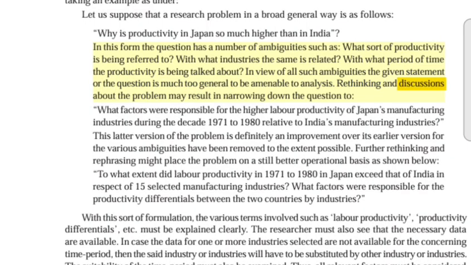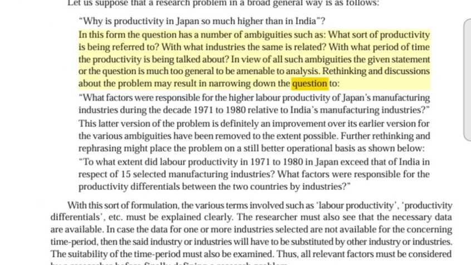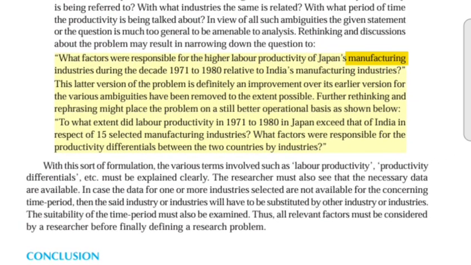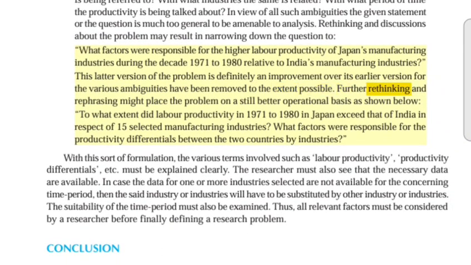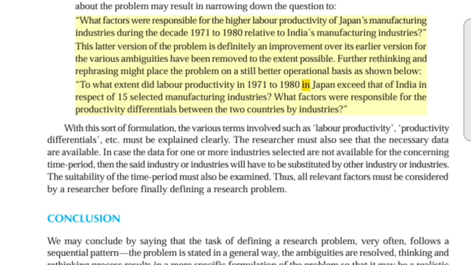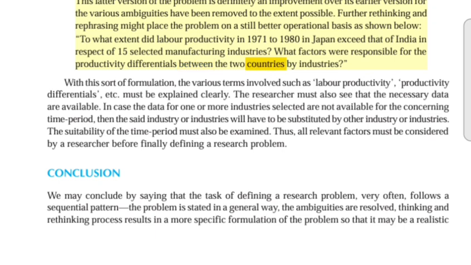In view of all such ambiguities, the given statement or the question is much too general to be amenable to analysis. Rethinking and discussions about the problem may result in narrowing down the question to: what factors were responsible for the higher labor productivity of Japan's manufacturing industries during the decade 1971 to 1980 relative to India's manufacturing industries? This latter version of the problem is definitely an improvement over its earlier version, for the various ambiguities have been removed to the extent possible. Further rethinking and rephrasing might place the problem on a still better operational basis as shown below. To what extent did labor productivity in 1971 to 1980 in Japan exceed that of India in respect of 15 selected manufacturing industries? What factors were responsible for the productivity differentials between the two countries by industries?